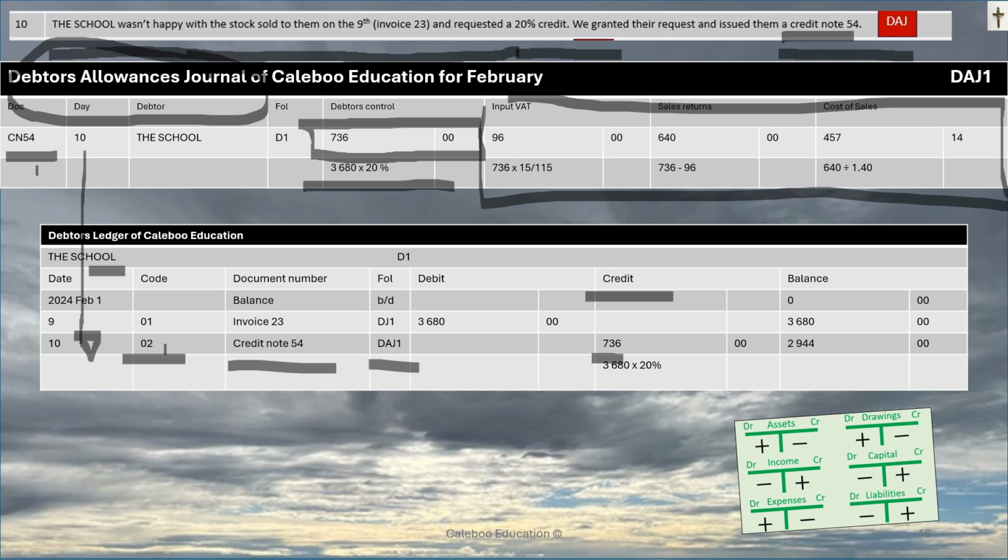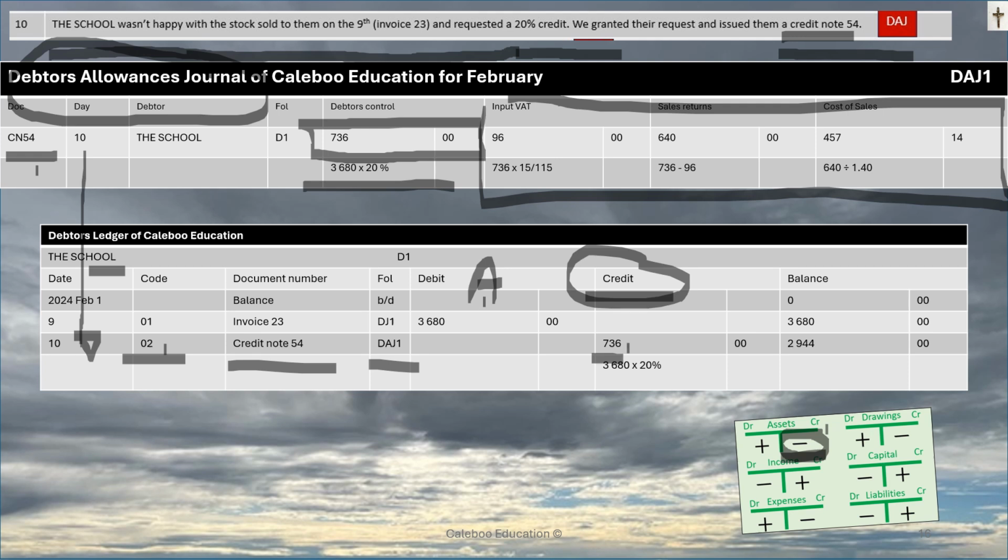Now, this is interesting, and I'm going to explain to you what credit means. Remember, the school, I'll keep harping on this, but you need to understand why an account is debited and credited. The school is a current asset to Caleboo Education. Now, because we gave them a credit, the school owes us less, and the school is an asset to Caleboo Education, and for a decrease in the value of an asset, the account must get credited, so it goes in the credit column.